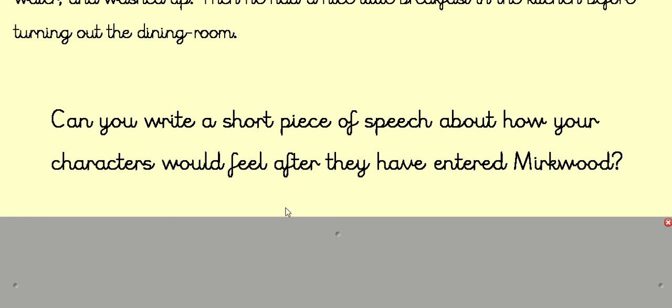So we did that really positive piece of writing about our characters and about Mirkwood, didn't we? We turned Mirkwood from a really negative place into a positive, enchanting place. And now I want you just to write some speech underneath that piece of writing, or underneath your 5 rules of speech, about how your characters would feel after they entered Mirkwood. What might they say to each other? What might they see that they might share with one another? How might they feel in this really positive, wonderful place? And how might they act and what might they say because of that?